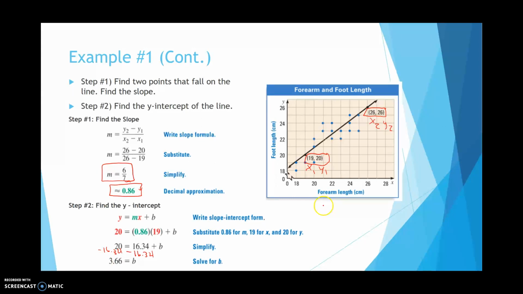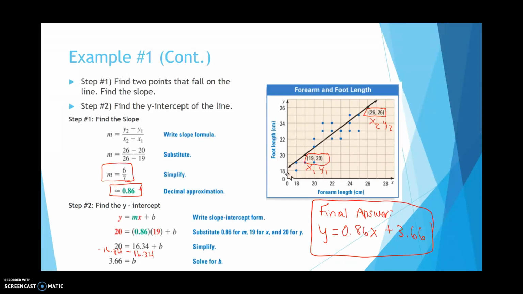So my final answer, written as the equation of the line, is y equals my slope, 0.86x, plus my b, which is 3.66. And that'll be my answer for example number 1.